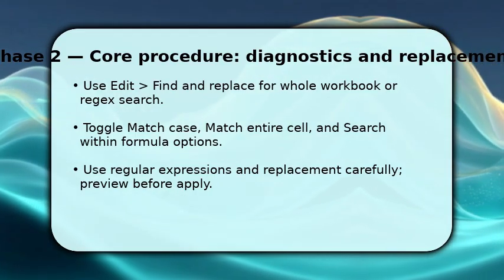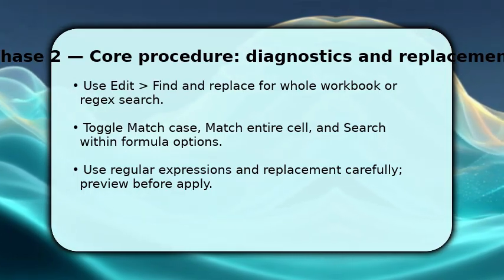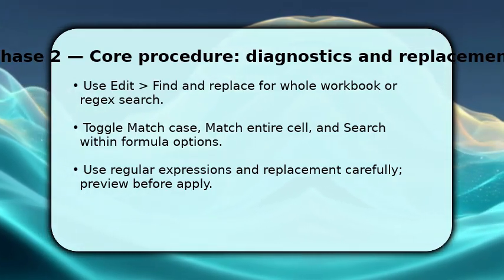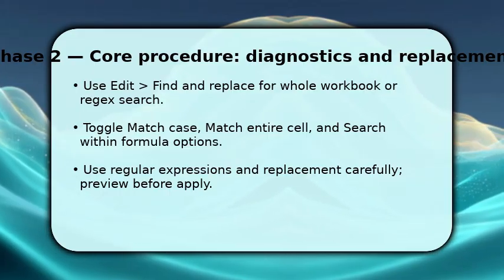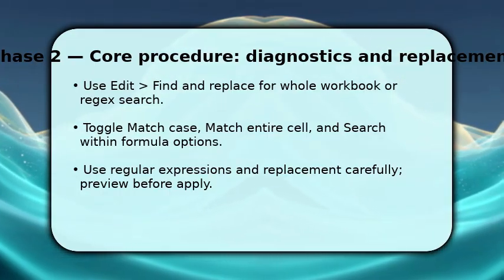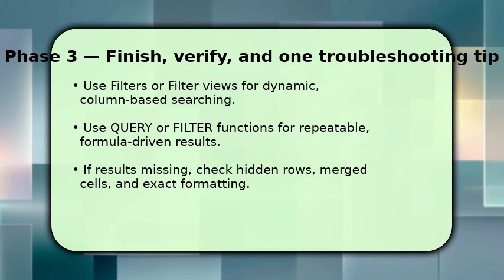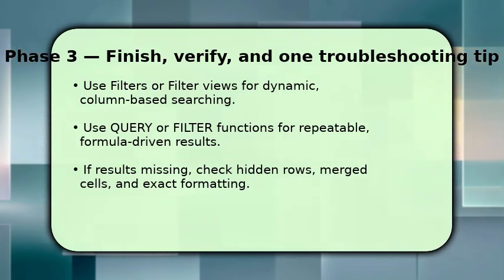When replacing, preview and limit scope. Replace only in selected range if uncertain, so you avoid mistakes. Finish by applying filters or filter views to isolate rows interactively. This lets you combine multiple column criteria and save views.